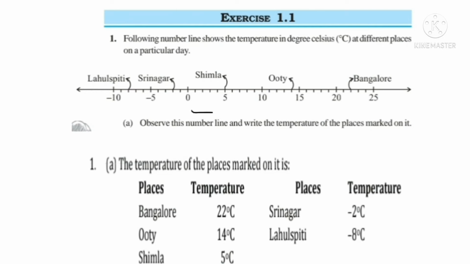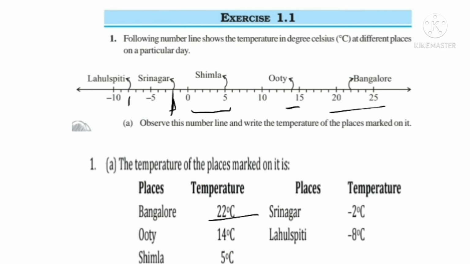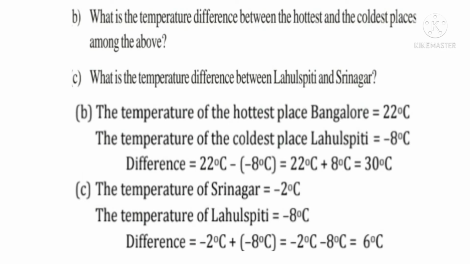If we start from 0, Shimla is having plus 5, Ooty is having plus 14, Bangalore plus 22, Srinagar is having minus 2, and Lahul Spiti is having minus 8 degrees Celsius. Okay, so the question is: observe this number line and write the temperature of the places marked on it. So the temperature at Bangalore is 22 degrees, Ooty 14 degrees, Shimla 5 degrees, Srinagar minus 2, and Lahul Spiti minus 8.